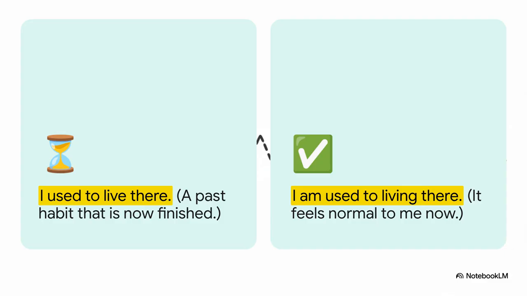Over on the left, used to live is all about something that's over, a fact from your past. But on the right, am used to living describes how you feel right now. It's what's become normal for you. See? Totally different ideas. So let's break them down one by one.